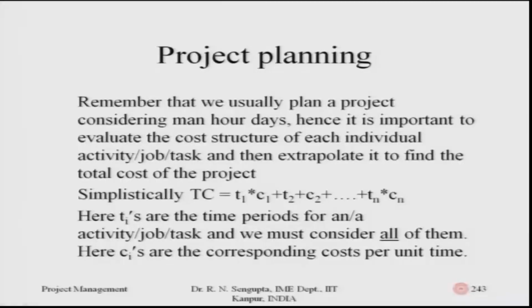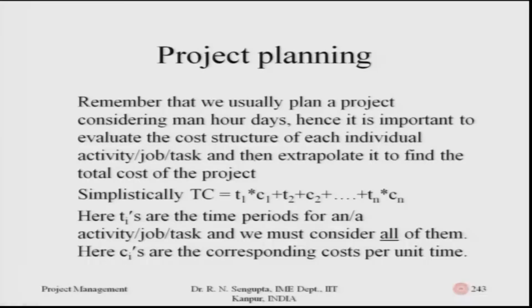So, if I want to find out the cost for the first activity, it would be T1, the time taken for activity 1, multiplied by the cost, which is C1. Here I am considering C1 as a linear cost. It can be quadratic also or some other polynomial, we are not going to consider that. The second would be T2 into C2. Similarly, for the last one, it would be Tn into Cn.